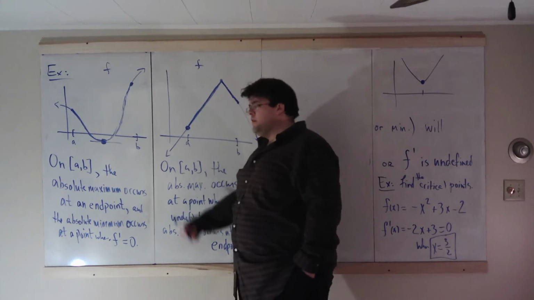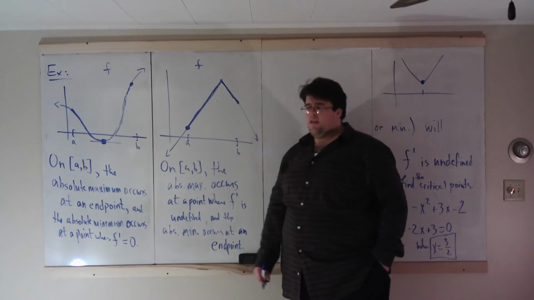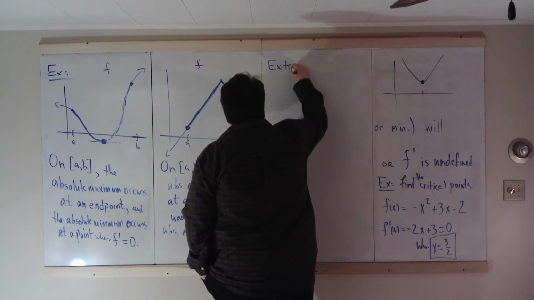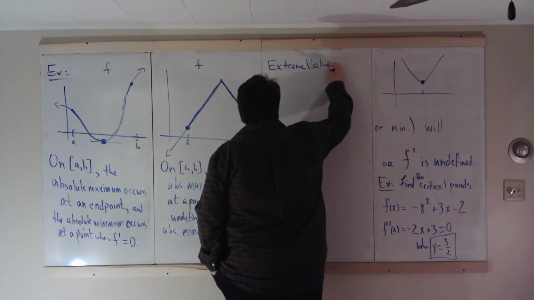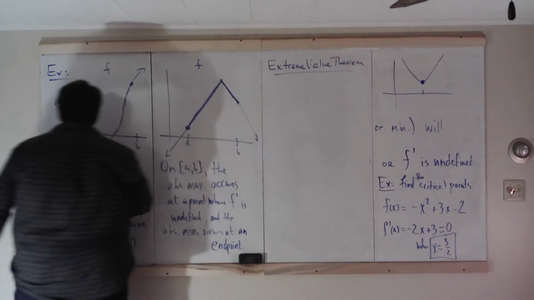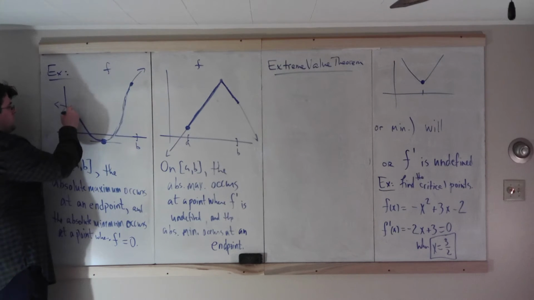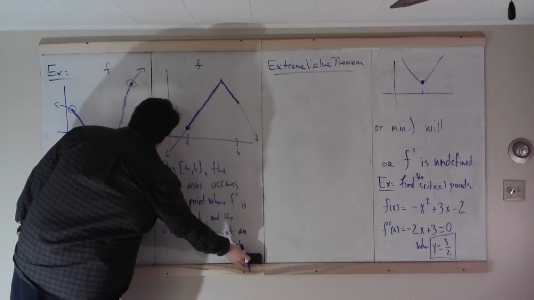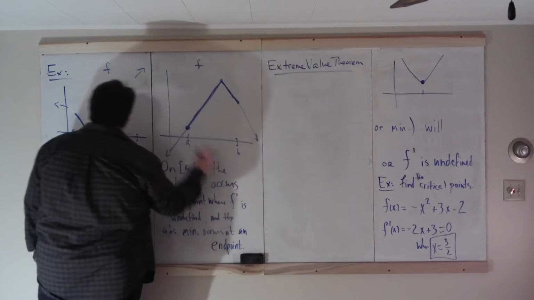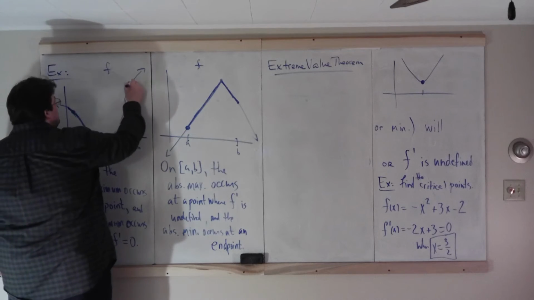Notice if we didn't close off the intervals, if we took an open interval in this second one, there would not have been an absolute minimum. In this first one, if we left the intervals open, meaning open interval A to B, circles on these points instead of filled in dots, well, this first one would not have had an absolute maximum. There would not have been a largest y value if we did that.